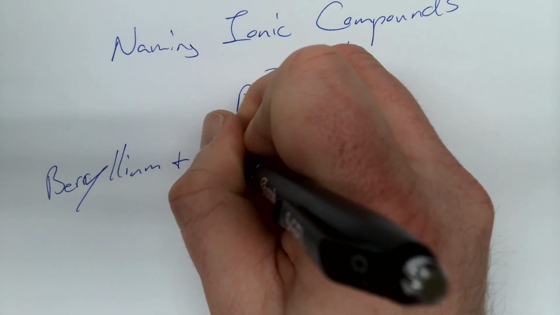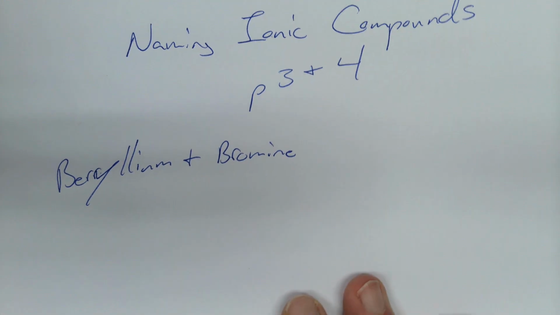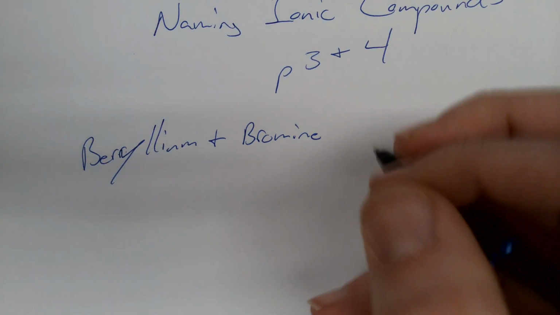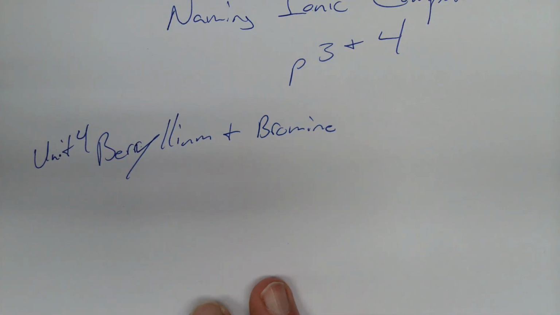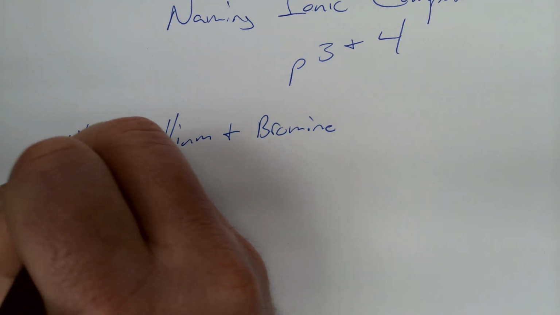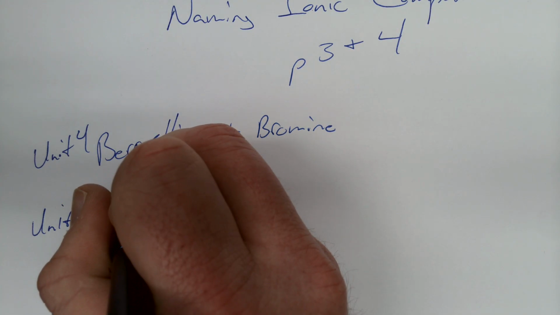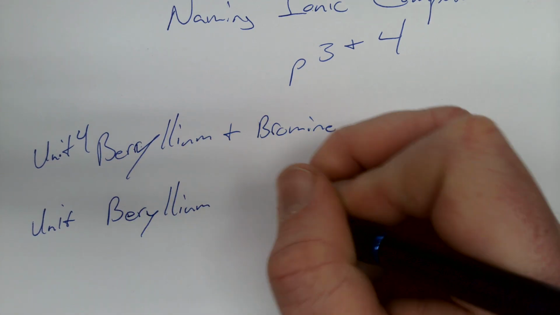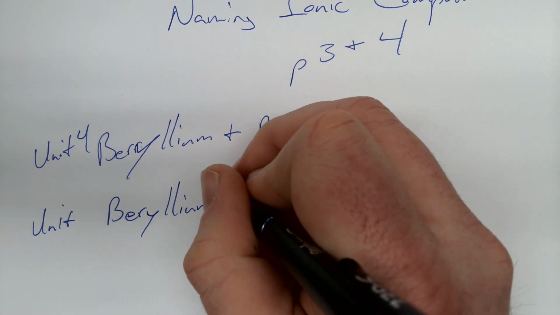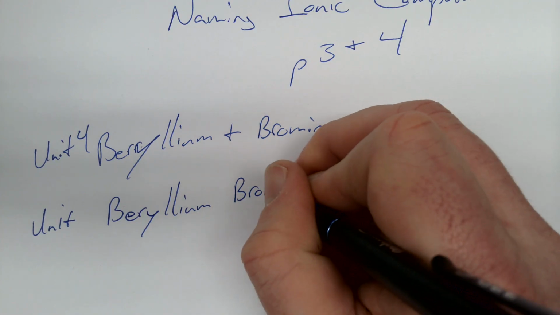Barium and bromine was what I gave you in Unit 4, right? Unit 5, I'm telling you the name of that is beryllium, not barium, nothing to do with berry. Bromide.